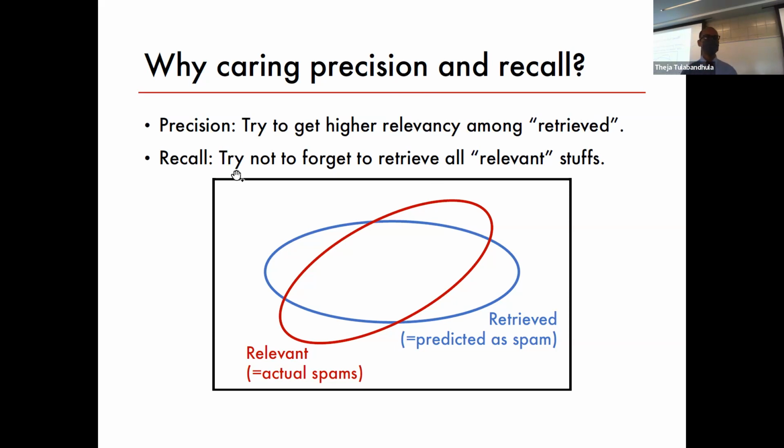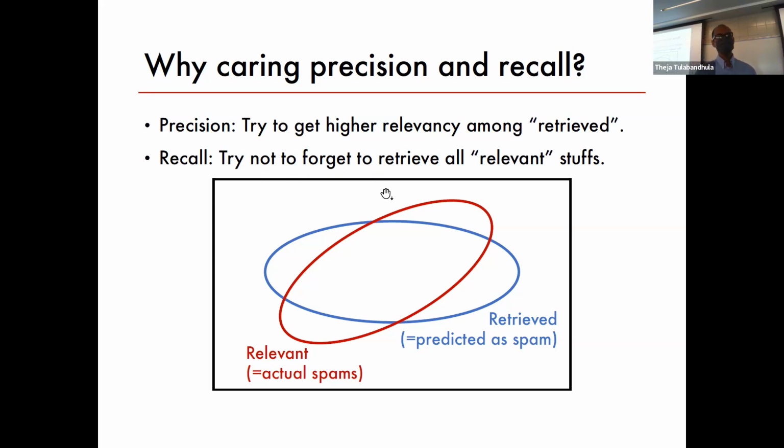Recall is about true positives. It's how many of the ground truth positives did you actually say are positive? If there's maybe 100 positive things in the ground truth, how many of that 100 did you say are positive? Recall is basically saying, don't forget the ones which are actually positive. Do not forget to retrieve the relevant ones.